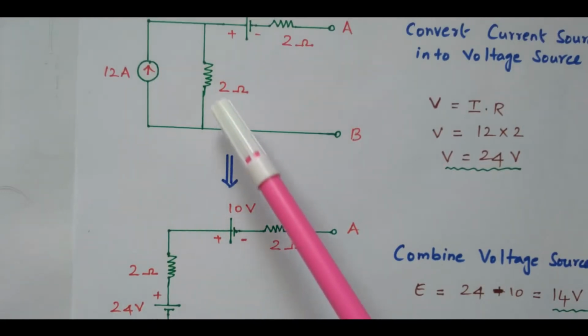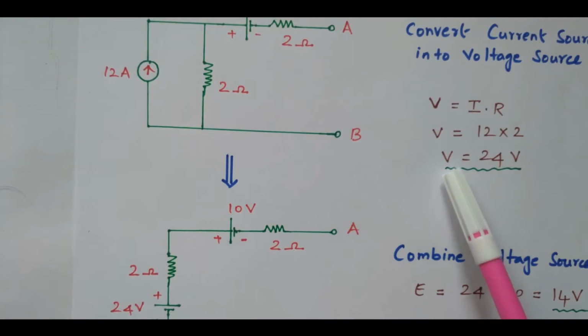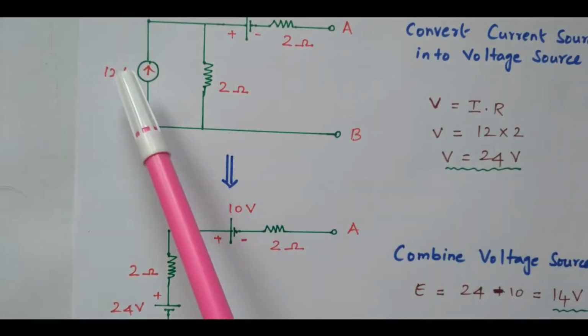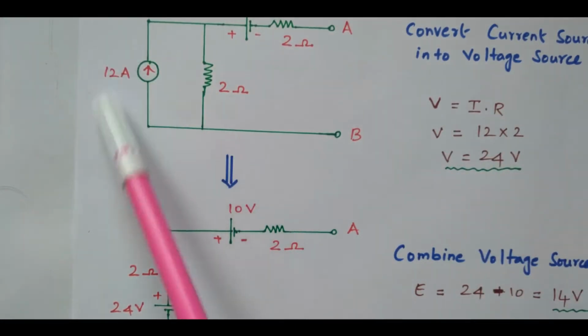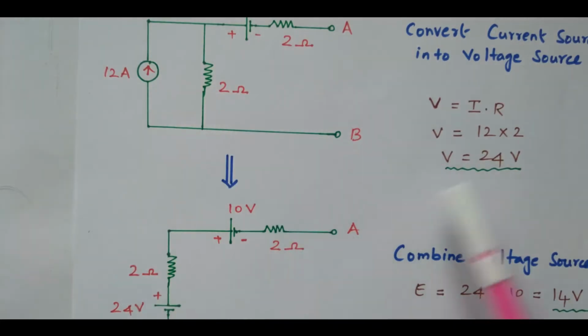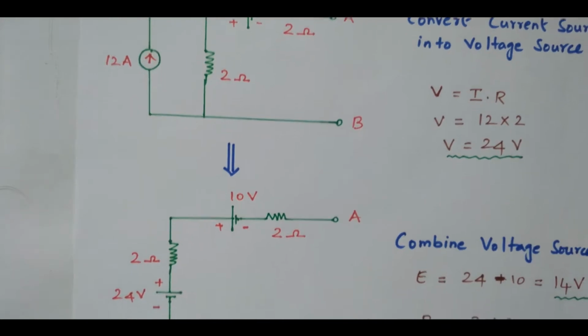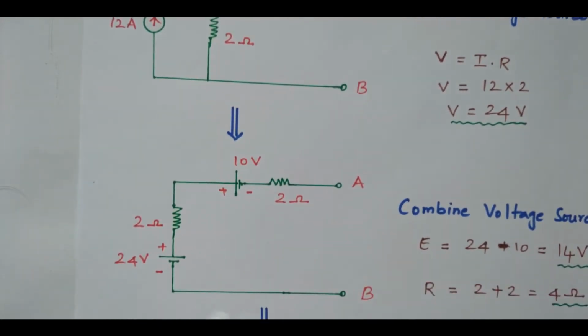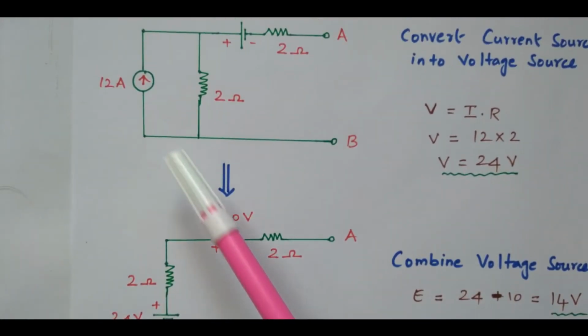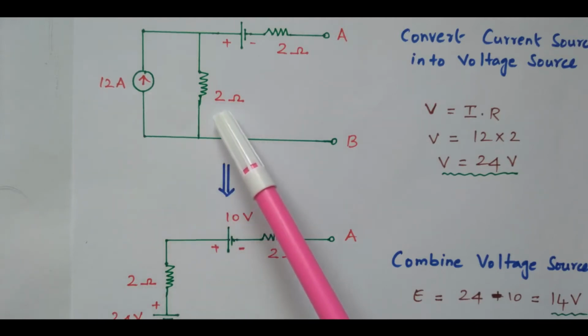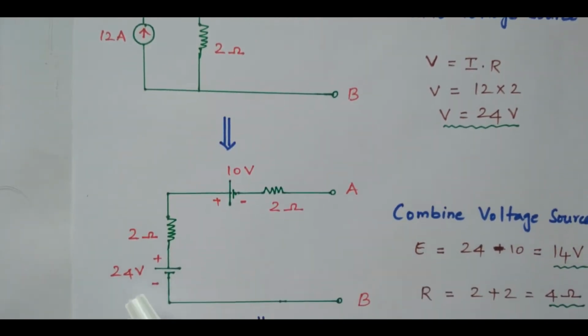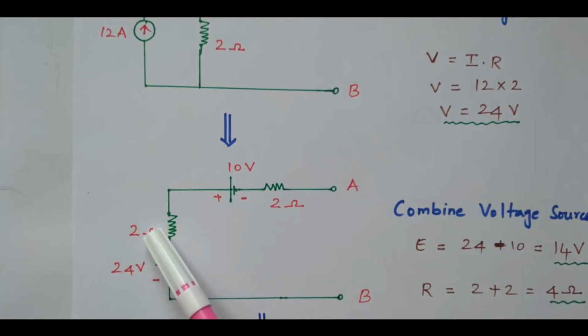Then how will you find this voltage V? V is nothing but I into R. I and R are available. Current is 12 ampere, and R is 2 ohm. So 12 into 2, 24. So we get 24 volt here, right? So the 12 ampere source with a 2 ohm internal resistor is now converted into a 24 volt source in series with the internal resistor of 2 ohm. This 24 is calculated here.